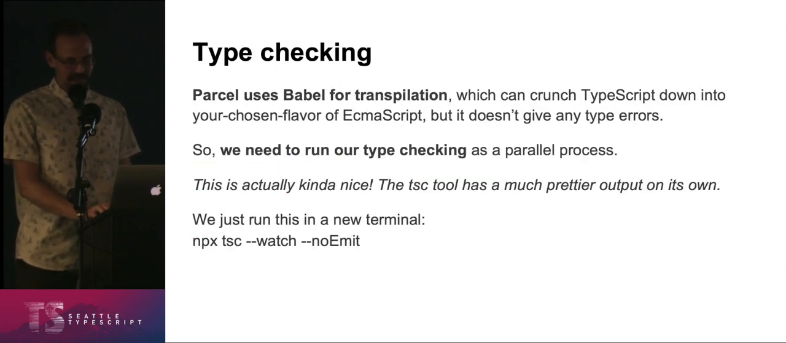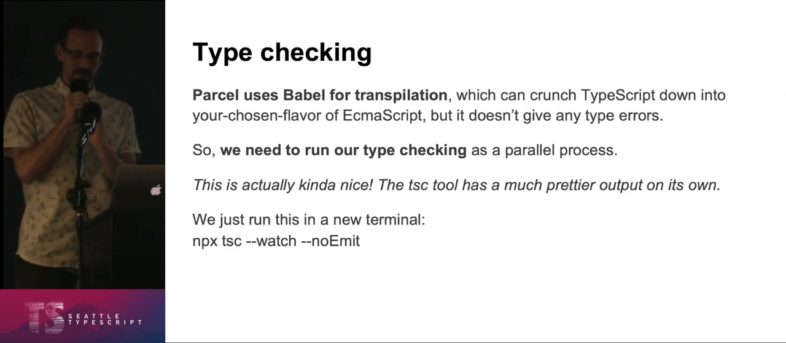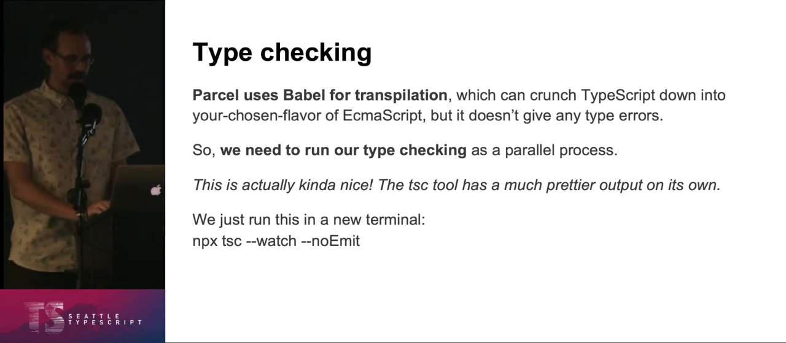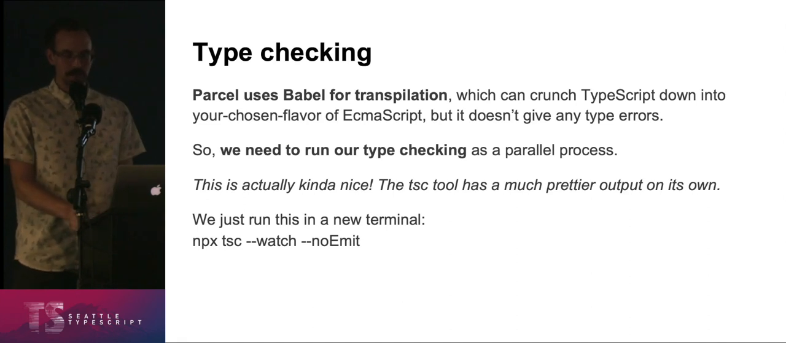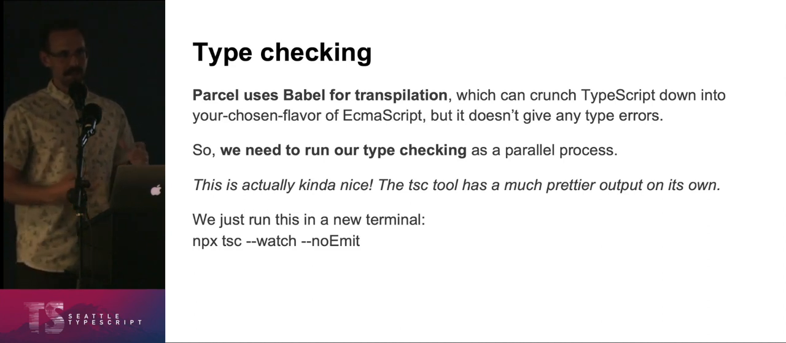Next is type checking. So Parcel uses Babel for transpilation, which can crunch TypeScript down into your chosen flavor of ECMAScript, but it doesn't give you any type errors. Babel just strips out all type annotations, and then it's like, oh, okay, it's JavaScript now. And then it can crunch it down to an older version of JavaScript if you so desire. So we have to run our own type checking in our own parallel process.